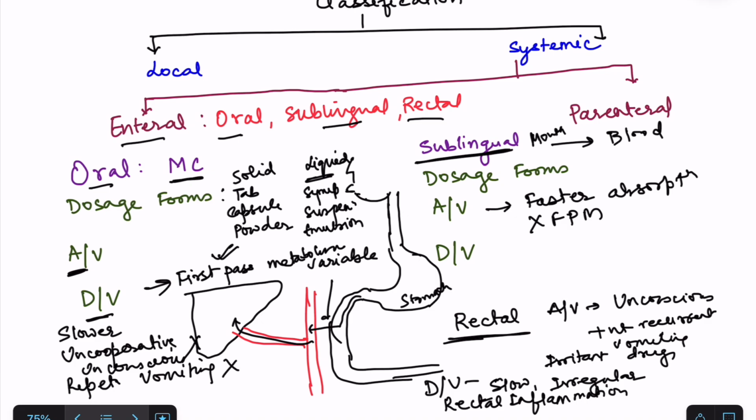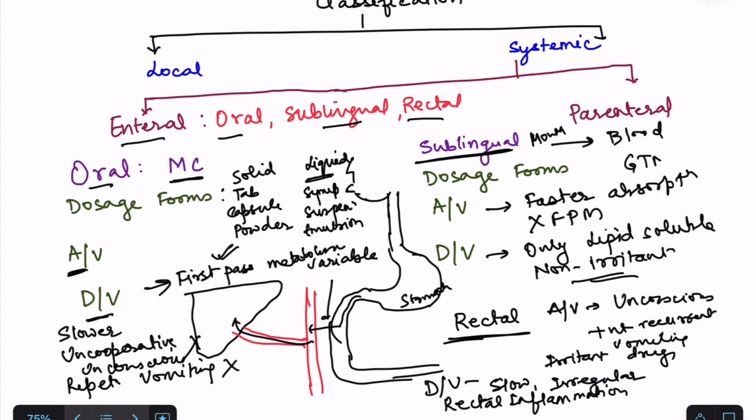What are the disadvantages of this route? Well, it can only be used for lipid soluble and non-irritant drugs. Non-irritant, because irritant drugs may damage the mucosa. So these are certain disadvantages. An example of the sublingual route is glycerol trinitrate, which is used for angina, because in angina we want very fast action of the drug. So in this case, glycerol trinitrate is kept below the tongue for faster absorption and action.